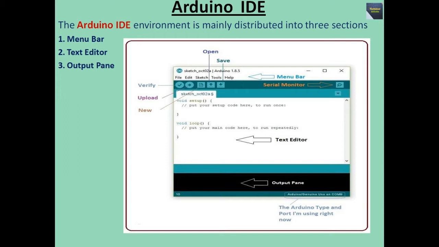The Arduino IDE environment is mainly distributed into three sections, and there one is your menu bar, second one text editor, and third one output pane. So again we just provide the Arduino IDE. So at the topmost, this is the menu bar, which includes file, edit, sketch, tools, help. Okay, and this is the part I already discussed. The different 6 buttons are there, leftmost 5 and rightmost 1. And this is the area, this is the text editor where we write our Arduino code or our sketch. Okay, and the last part, this is the output pane, right?